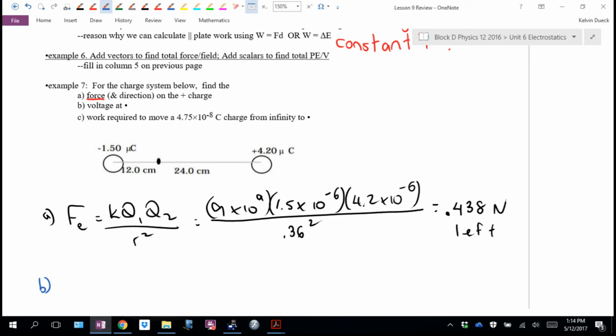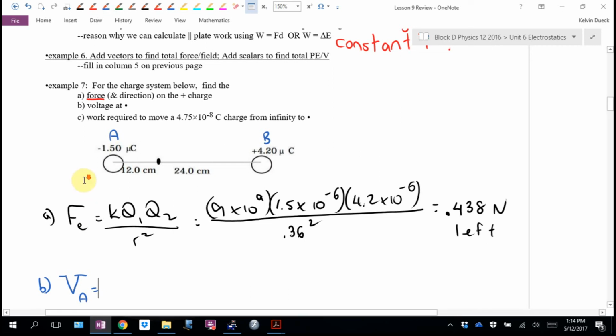Rhea, what does B want me to find? Another word for voltage is potential. Okay. At the dot. Maria, I'm going to call this charge A. I'm going to call this charge B. How am I going to find the voltage at the dot? I'm going to find the voltage from charge A first. Then I'm going to find the voltage from charge B next. And then I'm going to add them up. Tip to tail? Nope, just add them up because they're scalars.